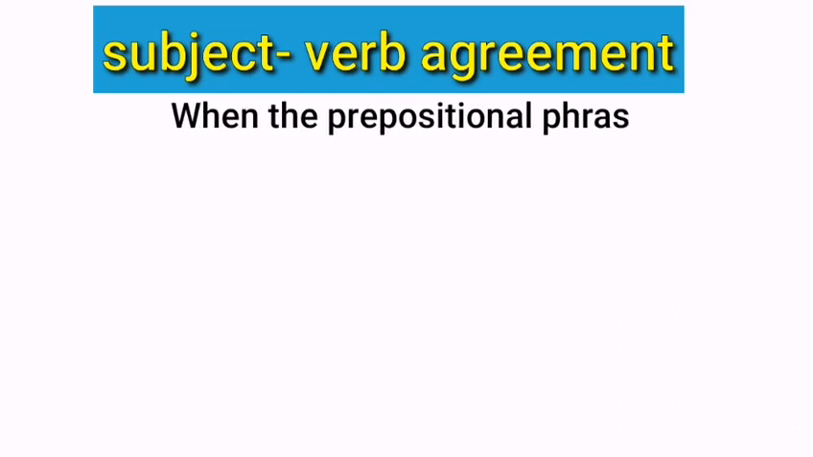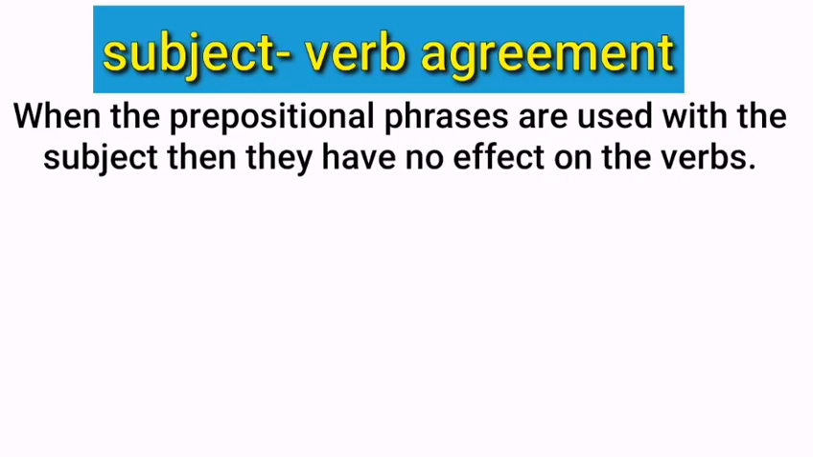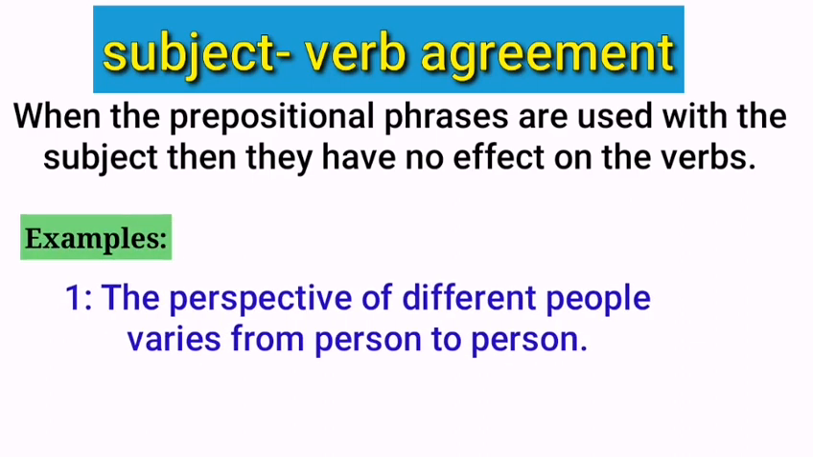When prepositional phrases are used with the subject, they have no effect on the verbs. Simply, it means that when a subject is used with a prepositional phrase, that prepositional phrase will not have an effect on the verb of the sentence. Basically, sometimes students get confused because of the object of the prepositional phrase. So, you should not be confused. Like, the perspective of different people varies from person to person.